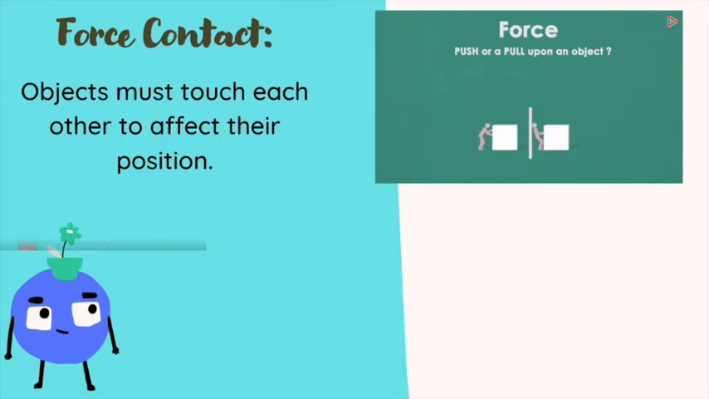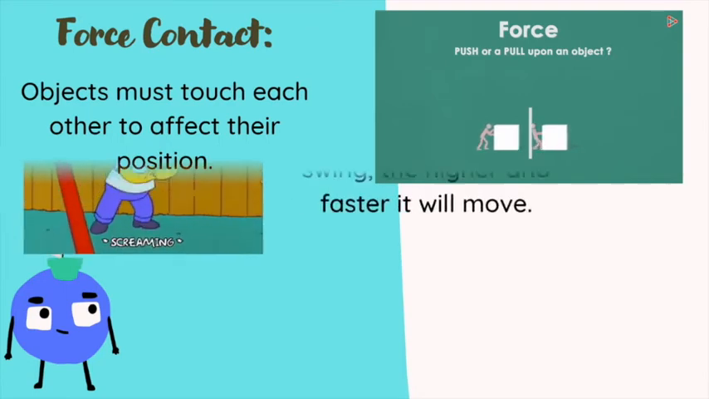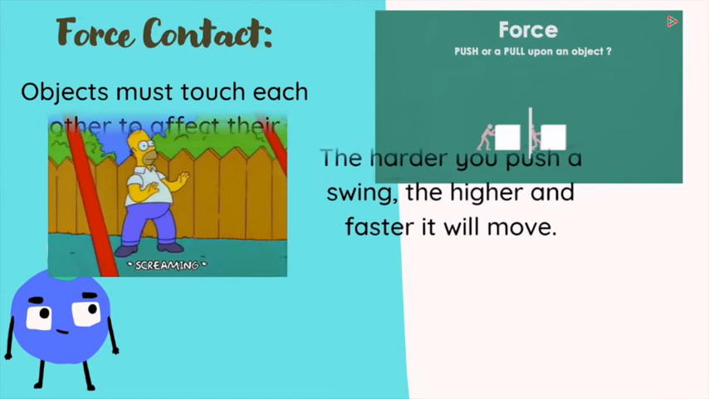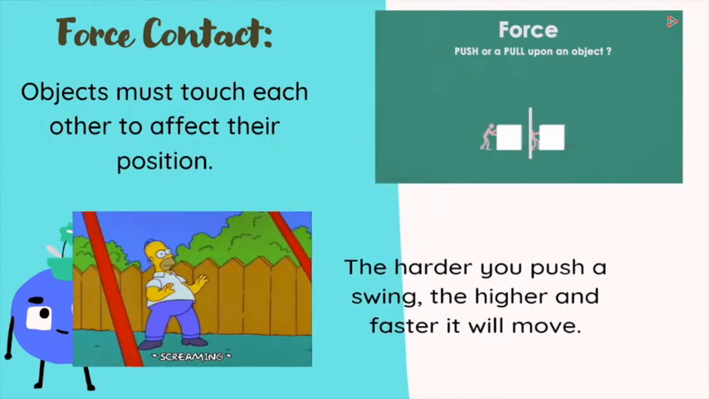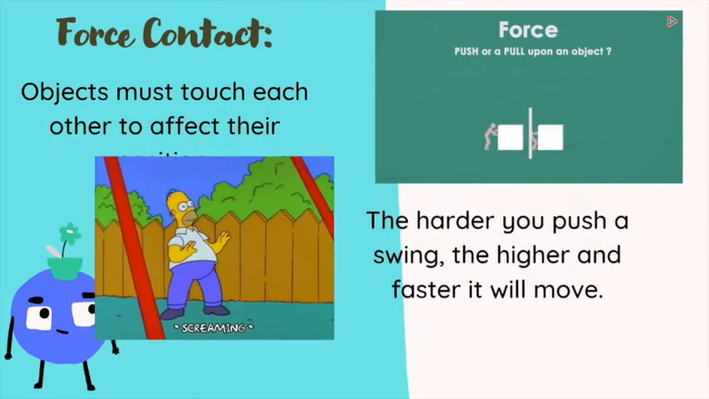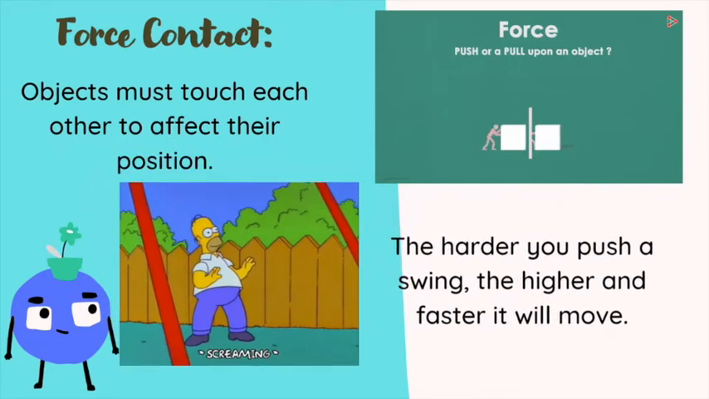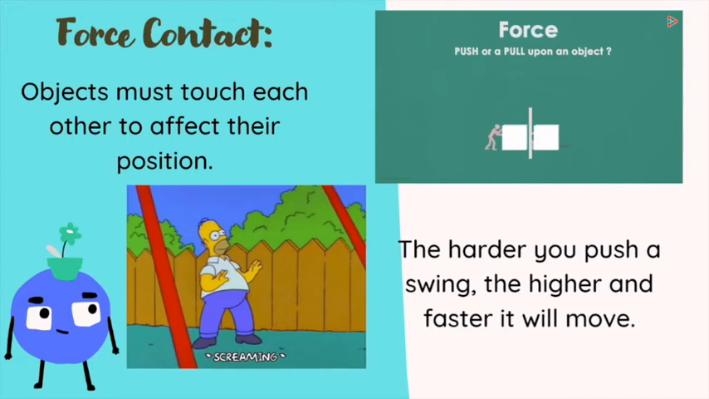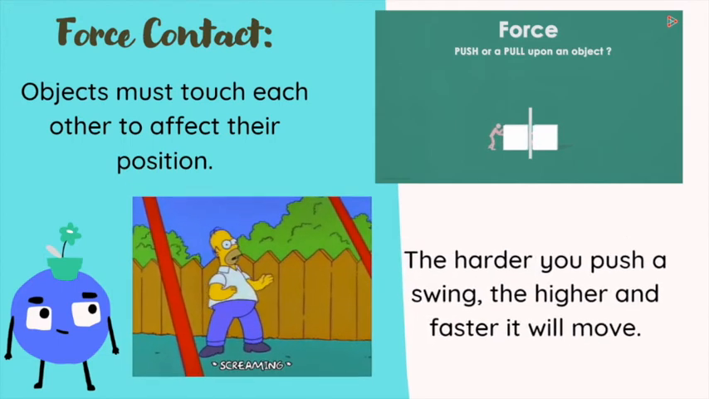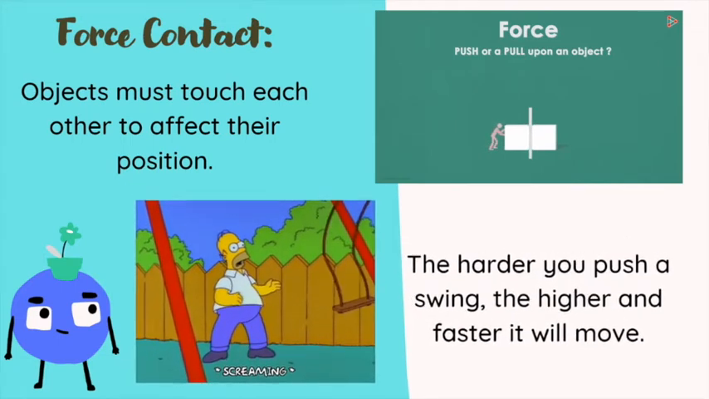So when we apply a force, objects must touch each other to affect their position. An example is the harder you push a swing, the higher and faster it will move. So it all depends on the force that you apply and the contact that you have with the object to make it move.